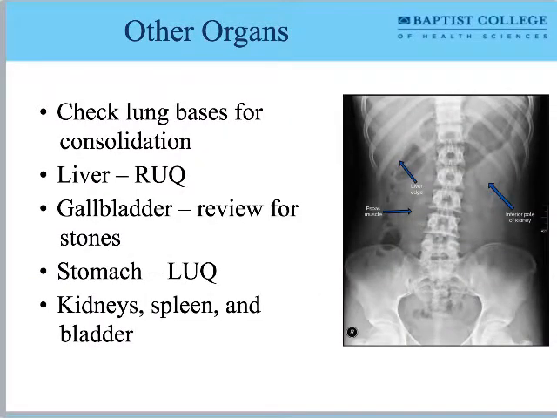Other organs we want to look at, we'll very first check the lung bases for consolidation, so like pneumonia or something in the base of the lungs. We'll look at the liver in the right upper quadrant. Gallbladder we'll want to review for stones along the lower edge of the liver. Stomach in that left upper quadrant, just looking at gas patterns there, if there's any irregularities or stenosis in the stomach. And then kind of do a cursory view of the kidney, spleen, and the bladder for things like irregularities or strange shapes there.